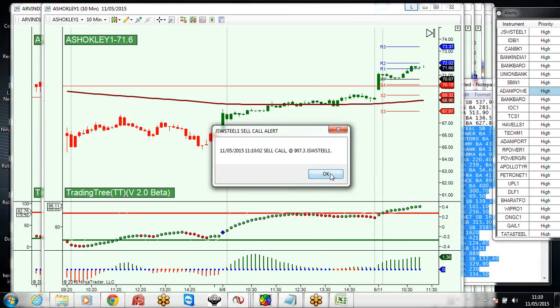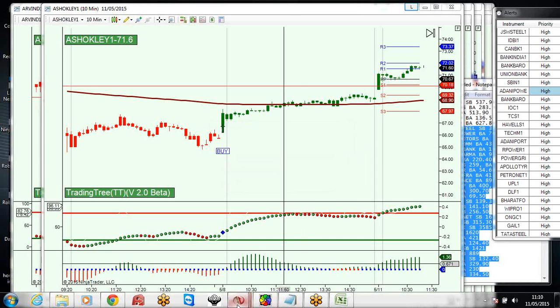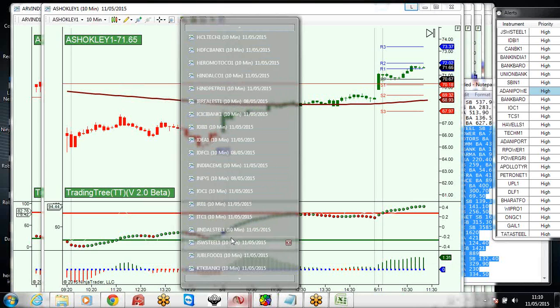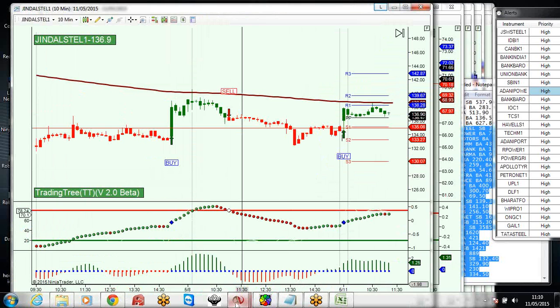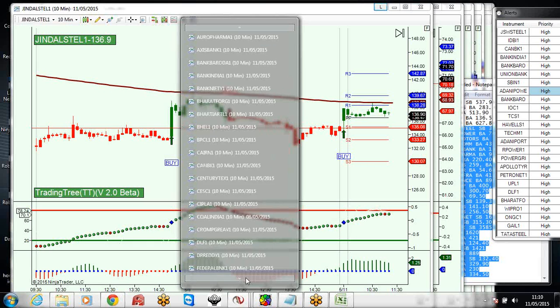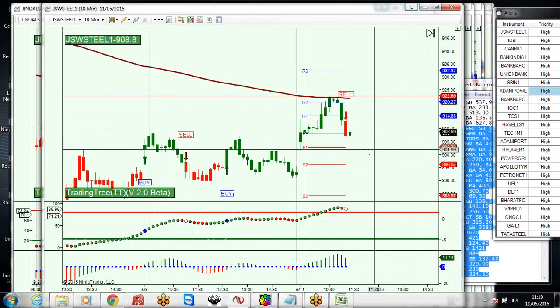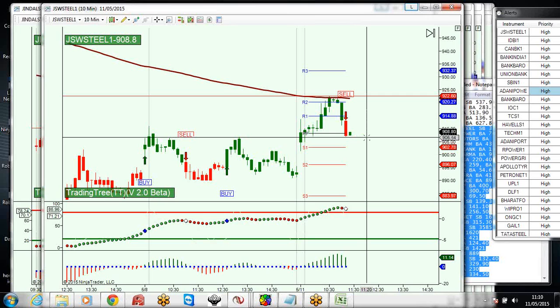There is a sell call in JSW Steel. So we have a sell call in JSW. You can short it below 906.50.